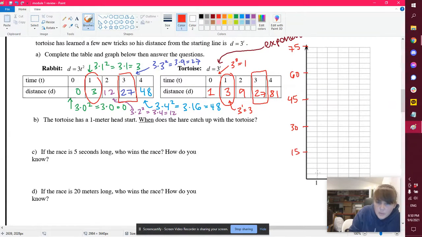So for the 1 and 3, they're both going to be right here. We'll do that the tortoise is green. That makes way more sense. And that the rabbit is red. So both the tortoise and the rabbit are at 1 and 3. And both the tortoise and the rabbit are at 3 and 27.